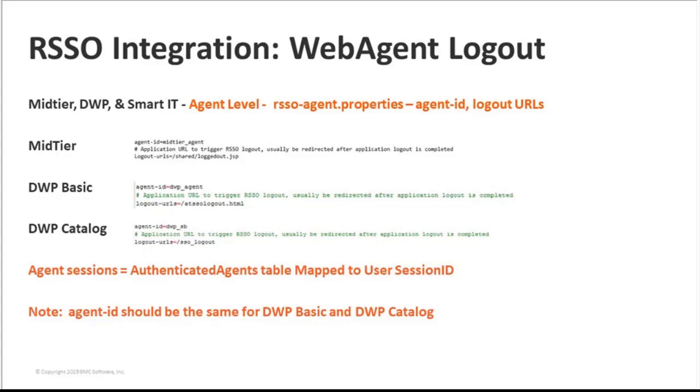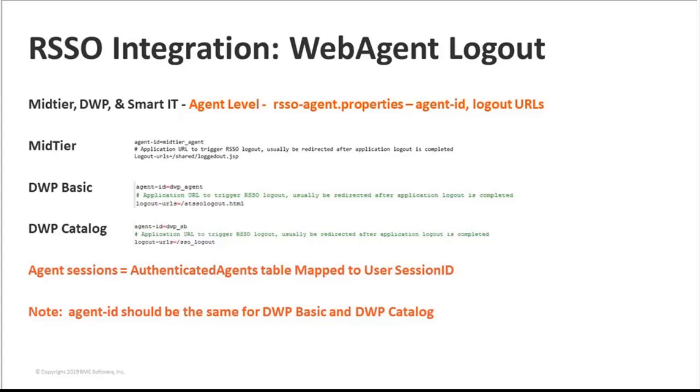they open another tab in the browser and log into, let's say, My IT and then Smart IT. Then Remedy SSO knows that there are 3 agents actually communicating, which are currently authenticated to its application. So it knows when it has to log out. When you do a logout from Midtier, it is not going to terminate the session from Remedy SSO, because the other 2 applications are still using Remedy SSO, and there's a parameter in Remedy SSO called after logout URL.